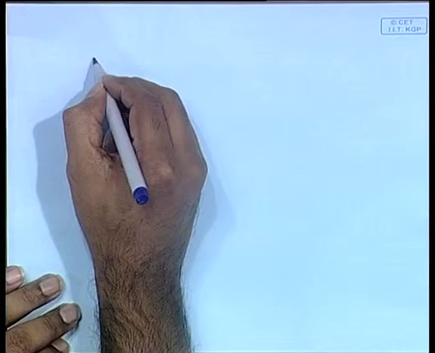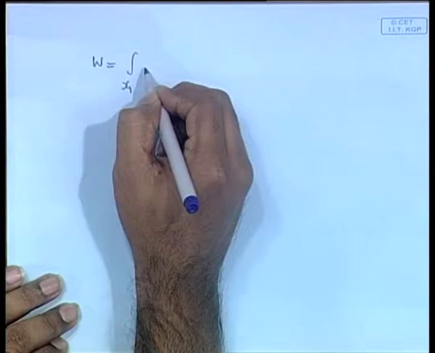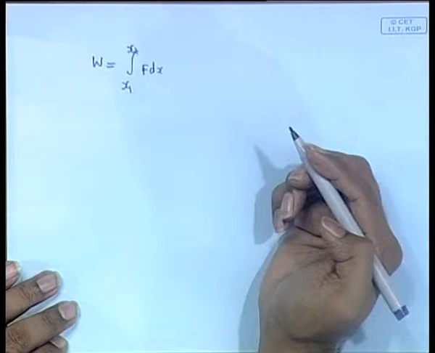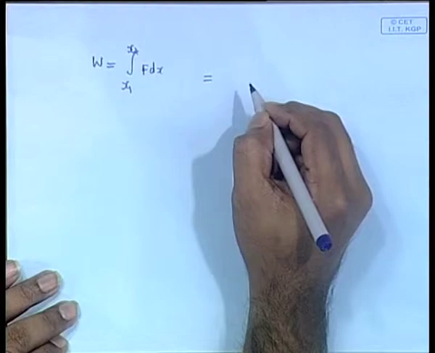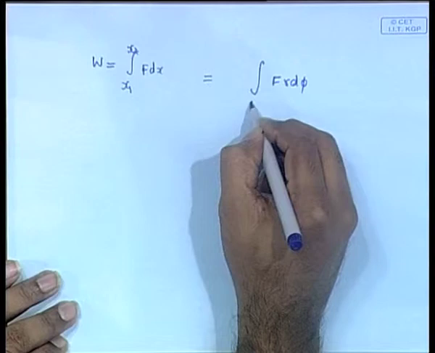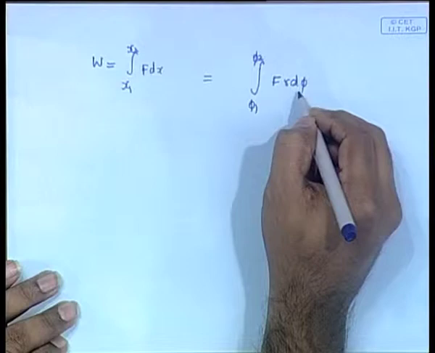First of all, you know that work done when some force acts between two positions x1 and x2 is given by the integral from x1 to x2 of f dx. This is straightforward. Now suppose that this dx is an arc. Instead of moving in a straight distance, it moves in an arc. So I write it as f into r d phi, going between phi 1 and phi 2. The arc distance is always given by r d phi.